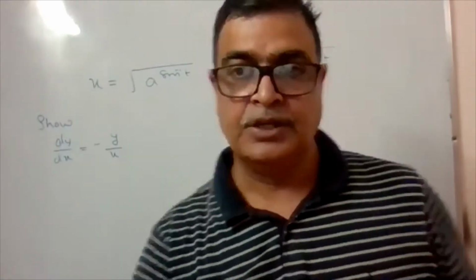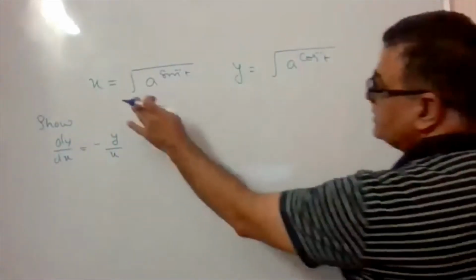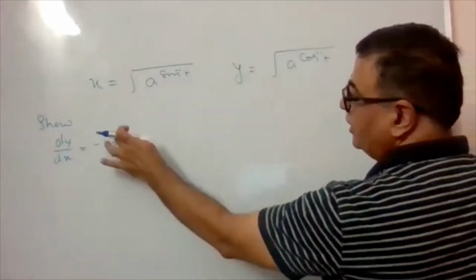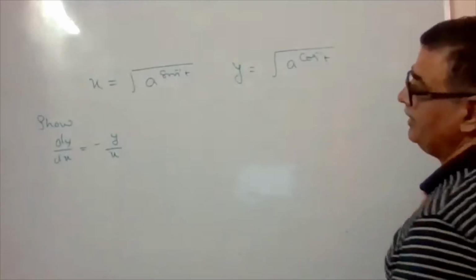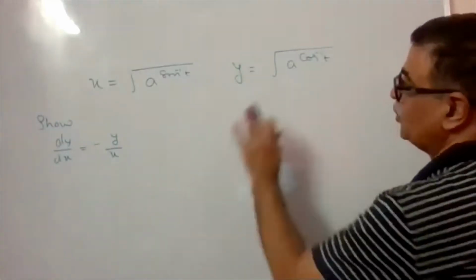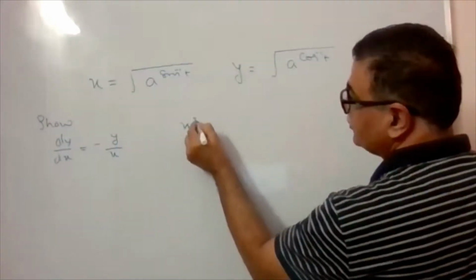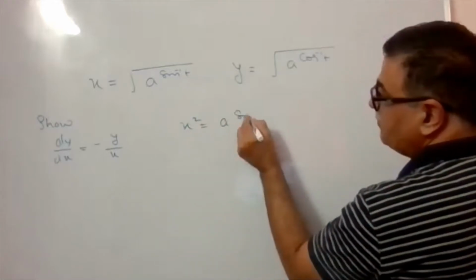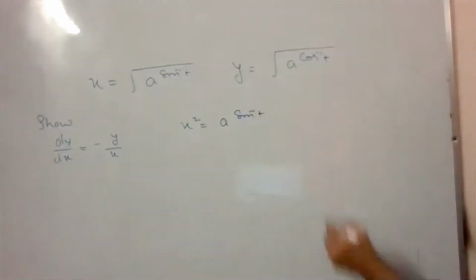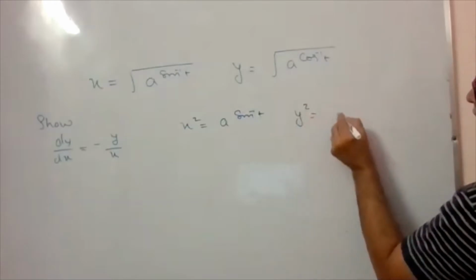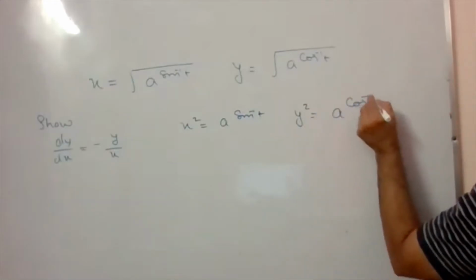Inverse trigonometry. So for that, what we do here: first, this is x, this is y. The complete result we want in x and y. t is not coming in the result. So what I do here, first I take x square, that will be a power sine inverse t. And when you take y square, it will come a power cos inverse t.